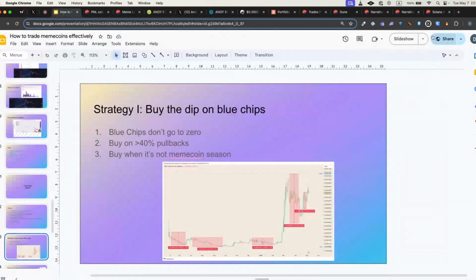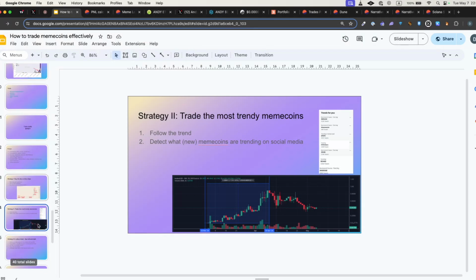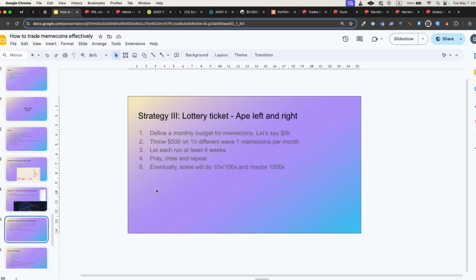Now, another strategy is to trade the most trendy meme coins. Understand the social game, see what's trending on Twitter, on Farcaster, everything that we discussed. Check the data on chain, check the data on the socials, and then just follow the trend here. Try to be as early as possible, so you have to ape first and think later. That's how you play that game.